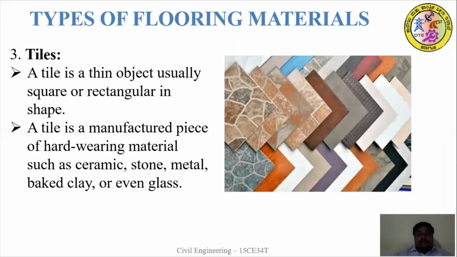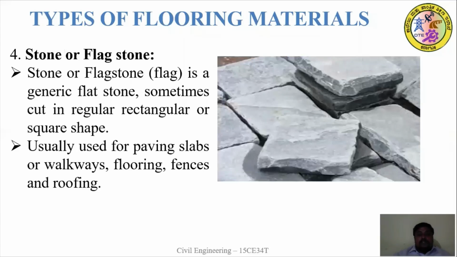Third one is tiles. In the market, a variety of tiles are available, in either square or rectangular shape. Tile is a manufactured piece of hard-wearing material such as ceramic, stone, metal, baked clay, or even glass. Next one, stone or flagstone. Stone or flagstone is a generic flat stone extracted from the quarry in the form of stone slabs. Then it is cut into regular shapes like rectangular or square. Usually it is used for paving slabs or walkways, flooring, sometimes fences, as well as roofing.